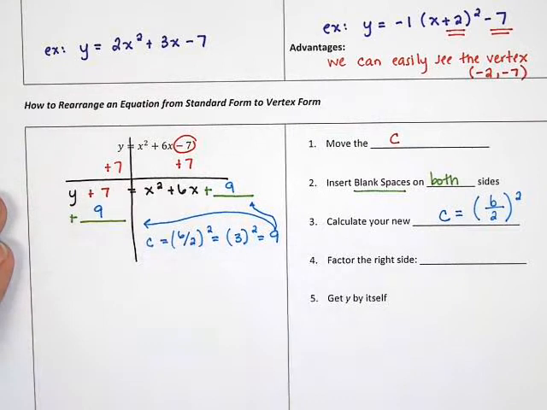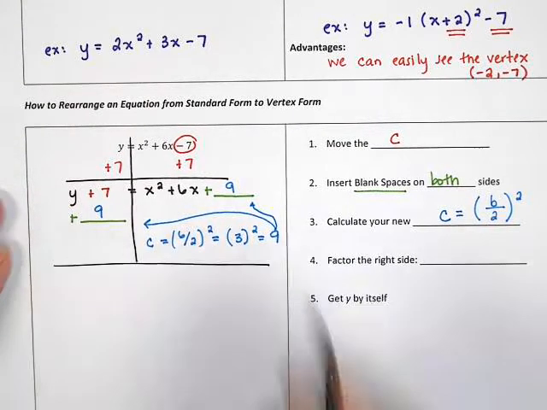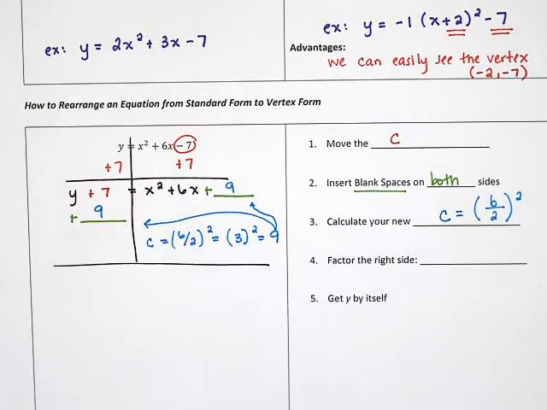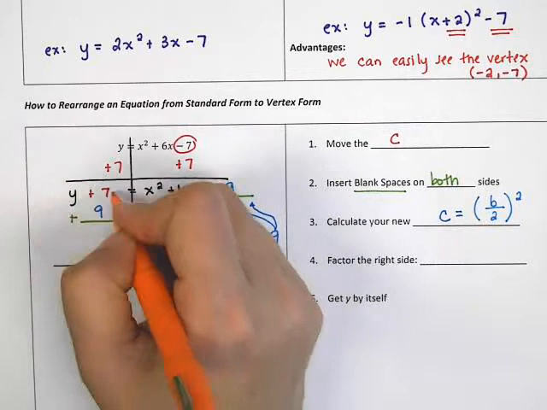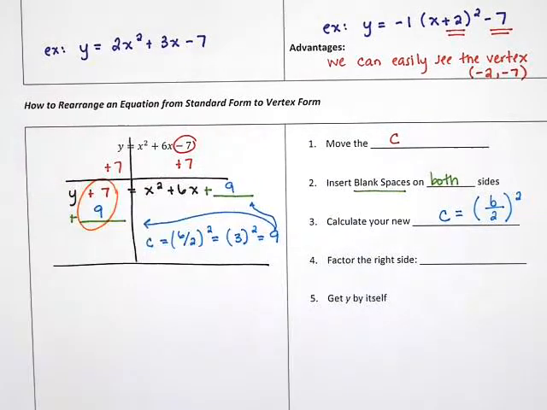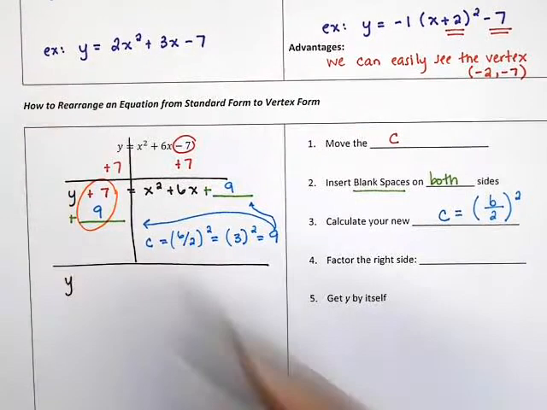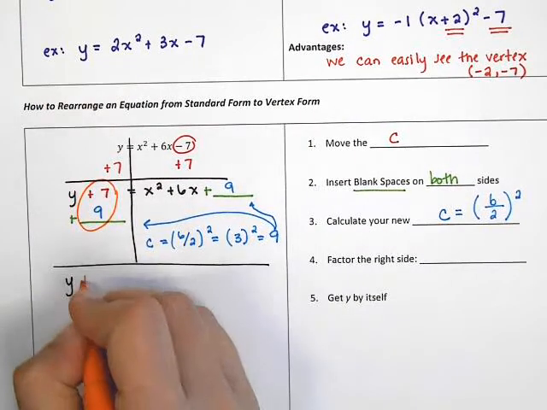Now, once we do that, we're going to simplify what we have. On the left side, it's very easy to simplify. All I have to do is combine the 7 and the 9, which are like terms. So the left side would become y plus 16.